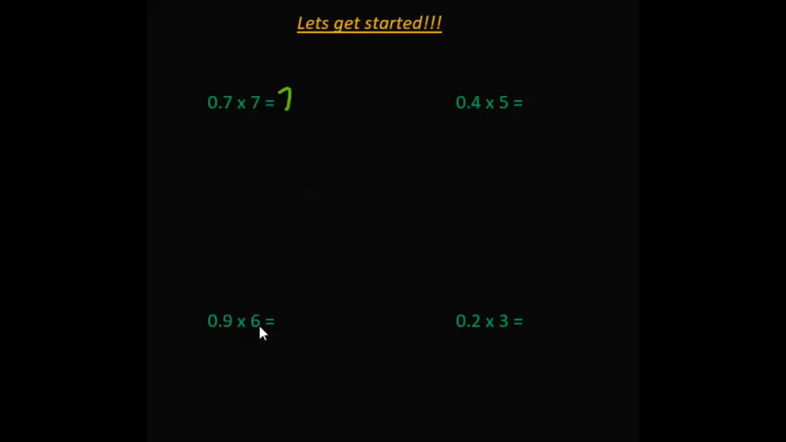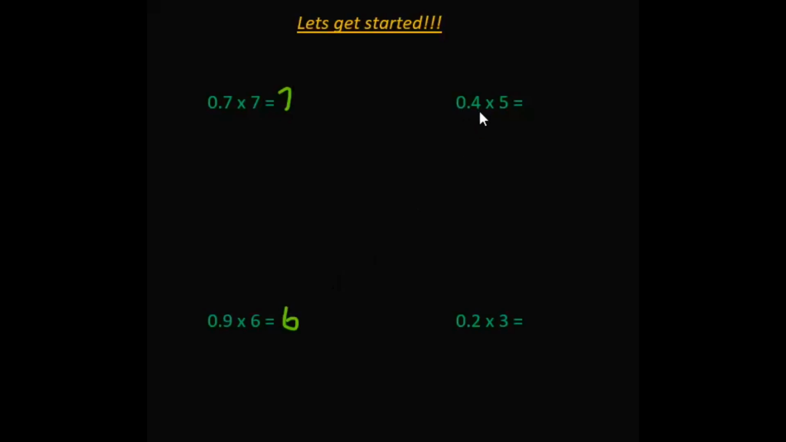0.9 times 6. Okay, 0 and 9/10 times 6 equals blank. So 9 is greater than 5, so we know that 9 rounds up. 9 rounds up not to 0.10, it rounds up to 1. So now it's basically asking 1 times 6, and anything times 1 equals itself. So we know that the answer to this equation is 6. Okay, so now let's do the next problem.